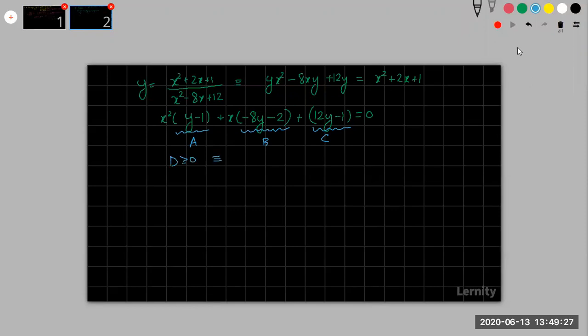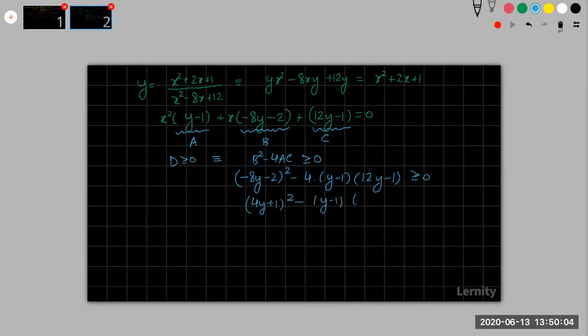D greater than or equal to 0 means b square minus 4ac should be greater than or equal to 0. So b square will be (minus 8y minus 2) whole square, minus 4 into a, which is y minus 1, into c, which is 12y minus 1. This should be greater than or equal to 0. Now I can take minus 2 factor out. So this 2 square and 4 will get cancelled, and this will become 4 into (4y plus 1) whole square minus (y minus 1) into (12y minus 1) greater than or equal to 0. Now expand this.